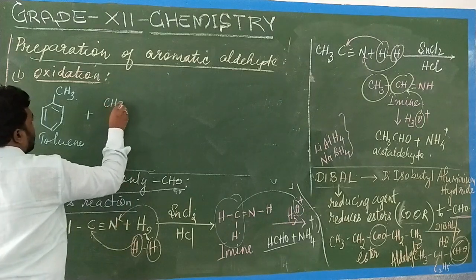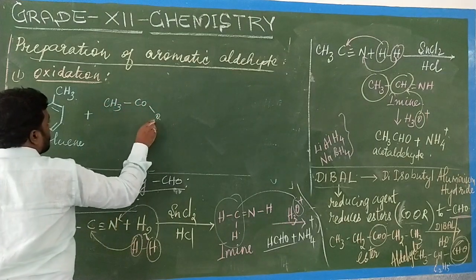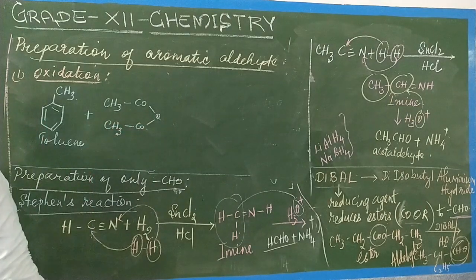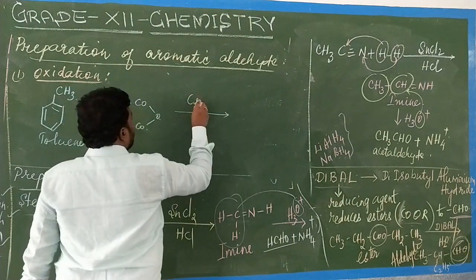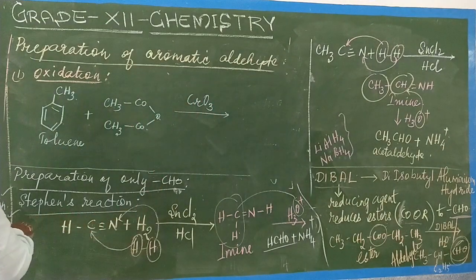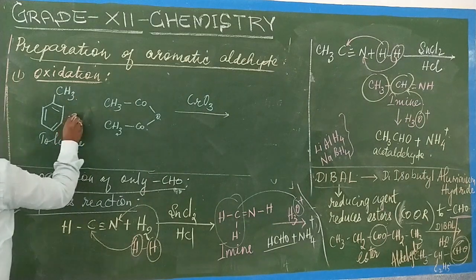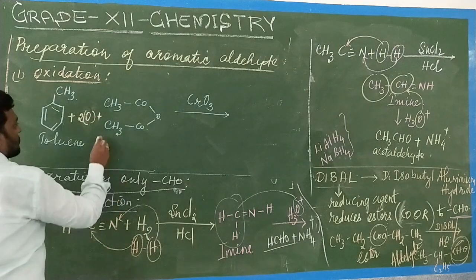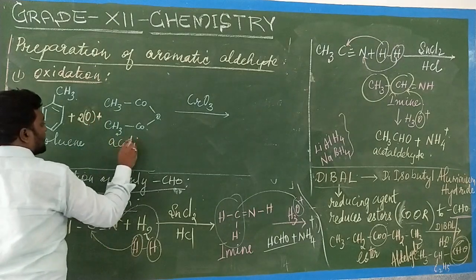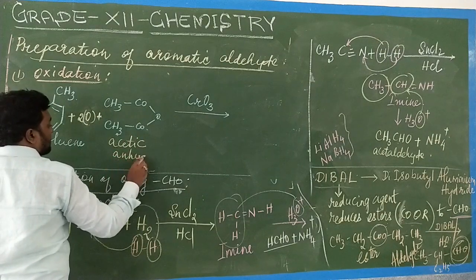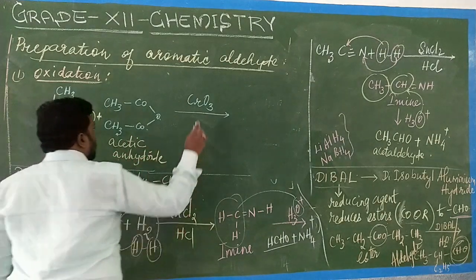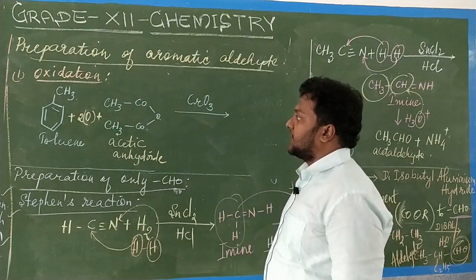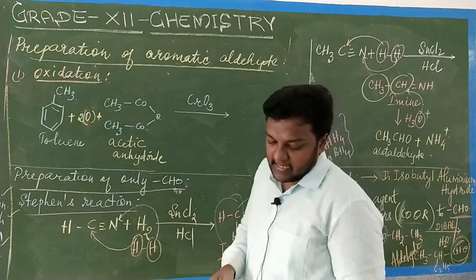What is the formula of acetic anhydride? CH3CO-O-CO-CH3. On treatment with acetic anhydride in the presence of an oxidizing agent, that is CrO3, it has to be treated with oxygen plus acetic anhydride. And CrO3 is an oxidizing agent. Now listen carefully, it's a lengthy structure.